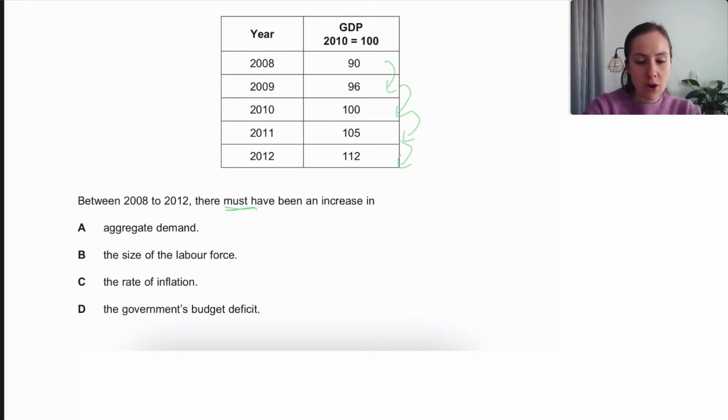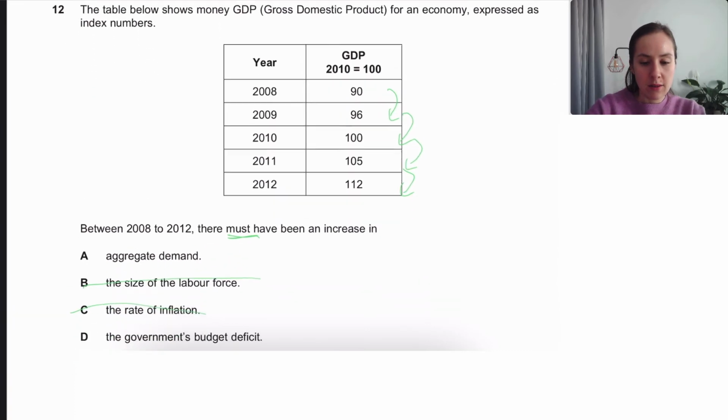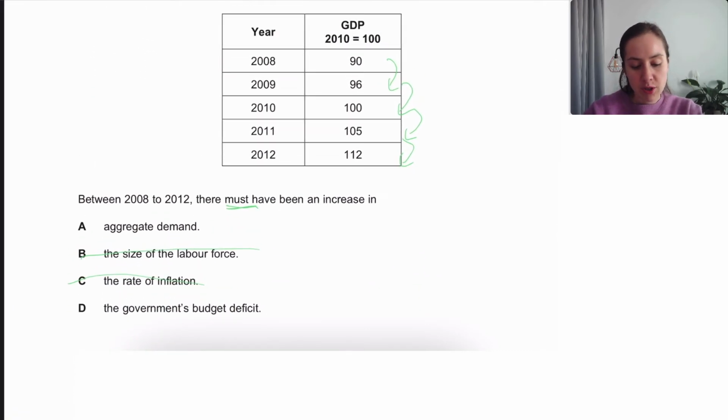So I have no information on the labour force for sure. I have no information on the rate of inflation, I think. And the government's budget deficit. No, I don't know what's driven the increase in GDP. But I do know that because there's been more growth, you can't have growth just with the supply curve shifting.